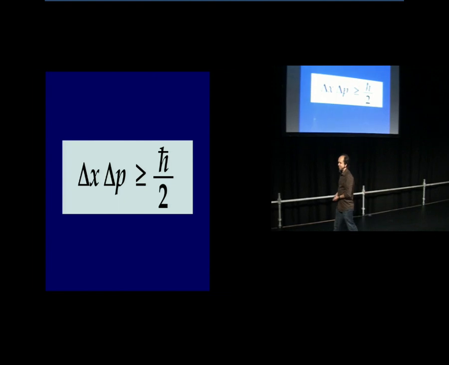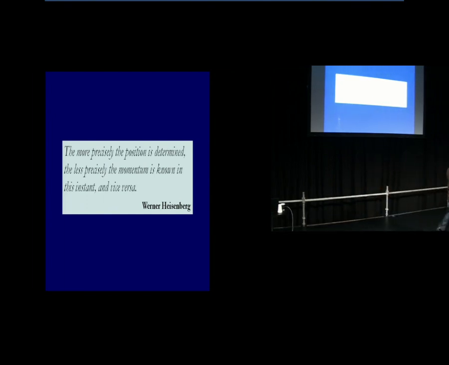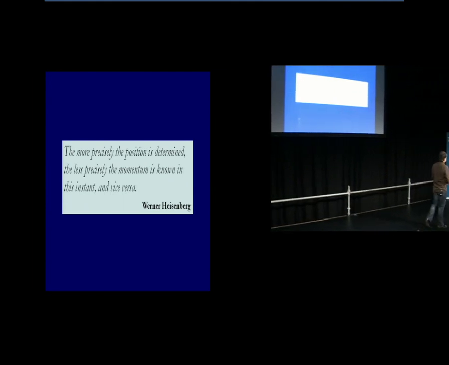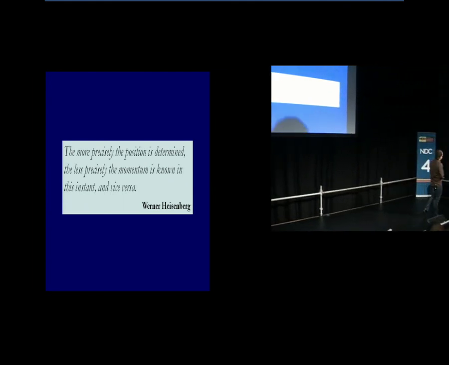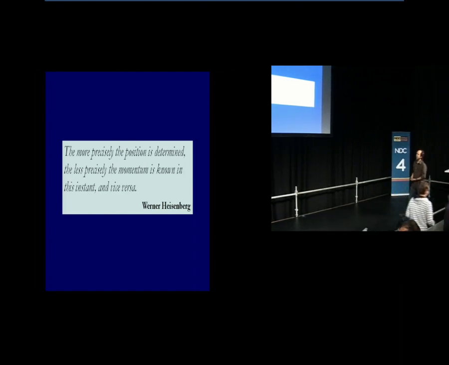All right. So, slightly more helpfully, the more precise the position is determined, the less precise the momentum is known in this instant, and vice versa. And we get a whole load of fascinating quantum mechanics interpretations that flow from this. The challenges normally center around, when people talk about the uncertainty principle, whether it is something fundamental in the nature of the universe?